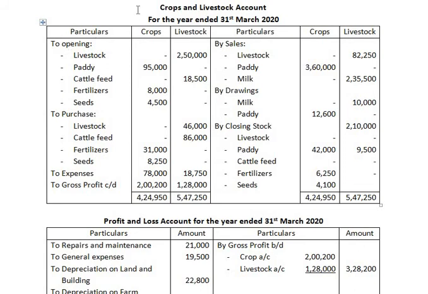In the crop and livestock account, opening stock, purchases and expenses have been debited. Sales, drawings, closing stock have been credited. The difference what we get is gross profit. Gross profit is carried down.